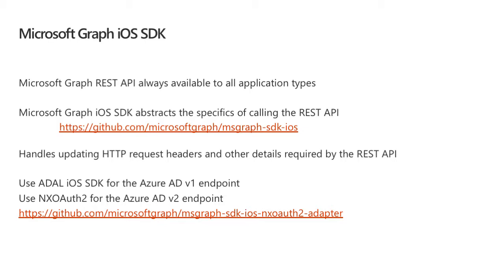But there's also another authentication component that you can take advantage of from the Microsoft Graph team called the NXOAuth2 adapter. And I have a link there to it on the screen if you want to look at using that instead of using the REST API. But you would use that instead of using MSAL to use the Microsoft Graph native iOS SDK.